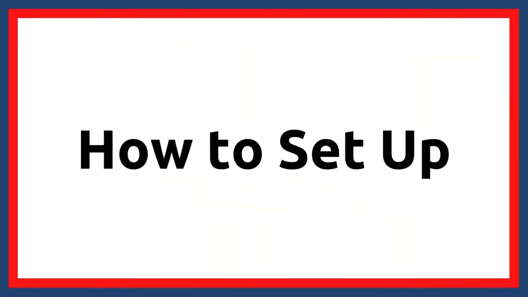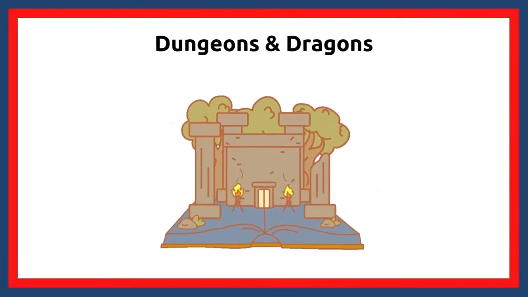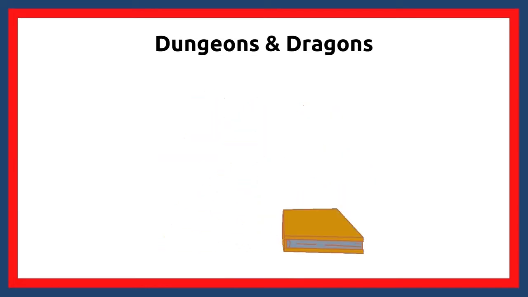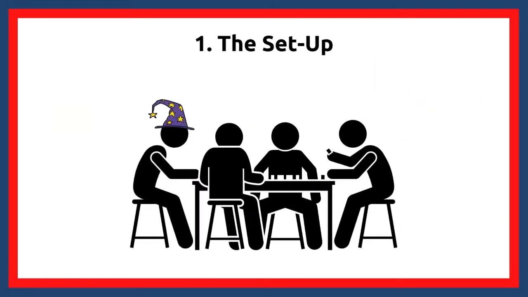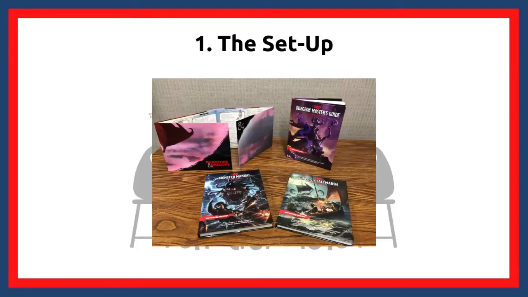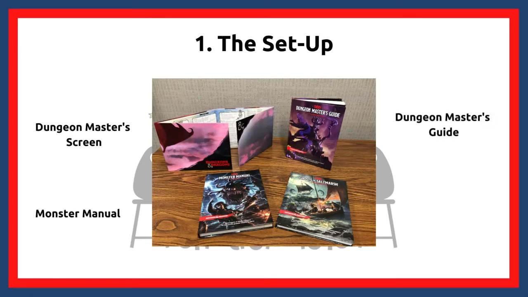Let's take a look at how to run a basic campaign. Dungeons & Dragons is all about storytelling. To play, you can follow this simple 3-step formula. The first step is the setup. First, you will need to determine a Dungeon Master. The Dungeon Master will use the following items to narrate the story and describe the environment the players are in. They do this using the Dungeon Master's Screen, the Dungeon Master's Guide, the Monster Manual, and campaign books.